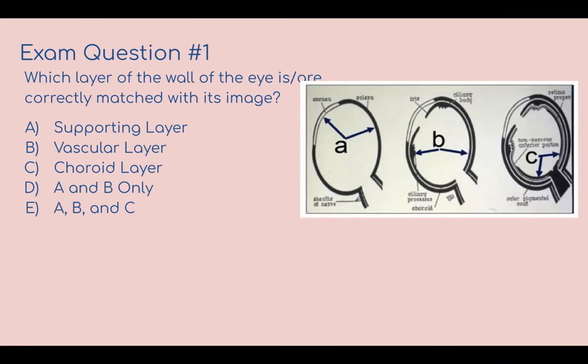So for exam question 1, we got: which layer of the wall of the eye is correctly matched with this image? For this one, it's going to be A and B only. A shows the supporting layer, B shows the vascular layer, but C does not show the choroid layer. It shows the retina layer.